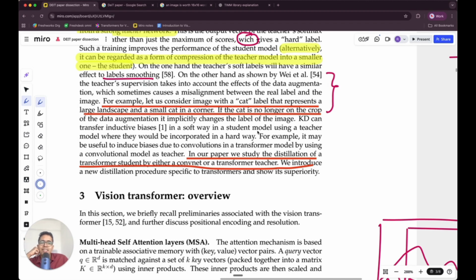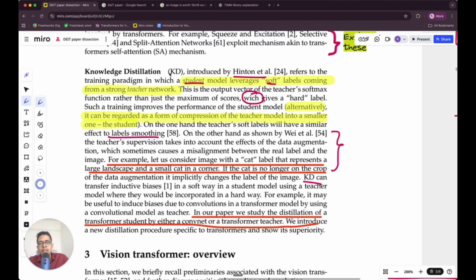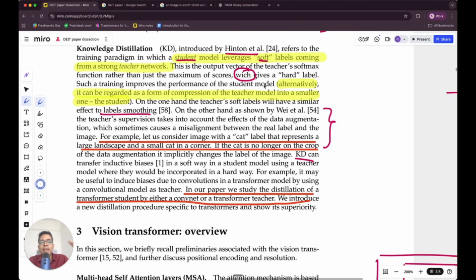What does this sentence mean? First of all, what is KD? I think KD is simply knowledge distillation, as mentioned here, but there is another term called KL, KL divergence. We'll come to that. So knowledge distillation can transfer inductive biases in a soft way into the student model. The student model may or may not be a convolutional neural network. We know that convolutional neural networks have inductive biases. What are inductive biases? Locality or translational invariance. So let's look at translational invariance.